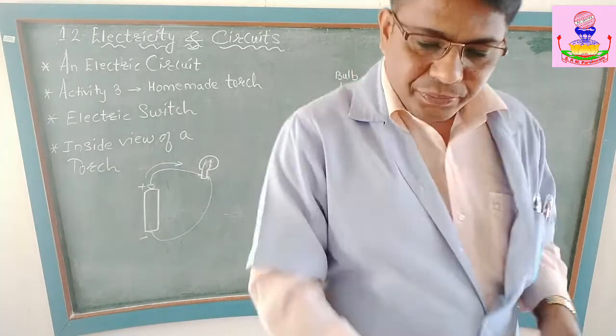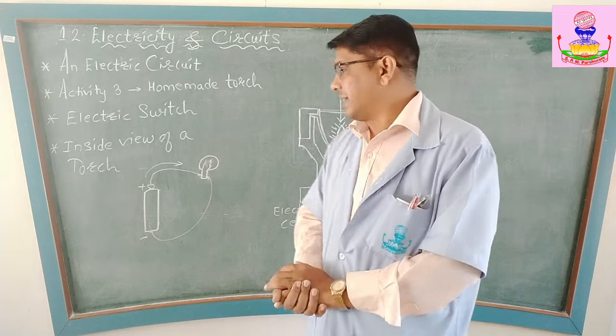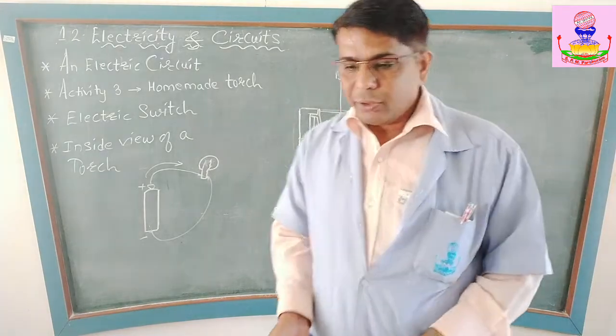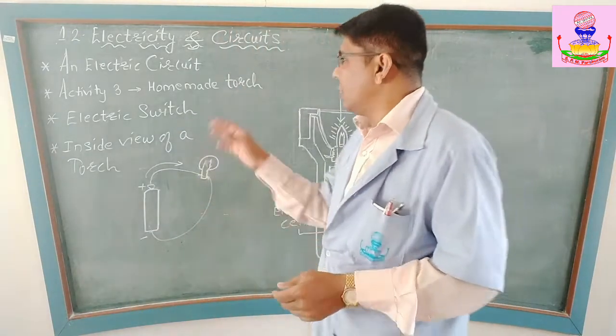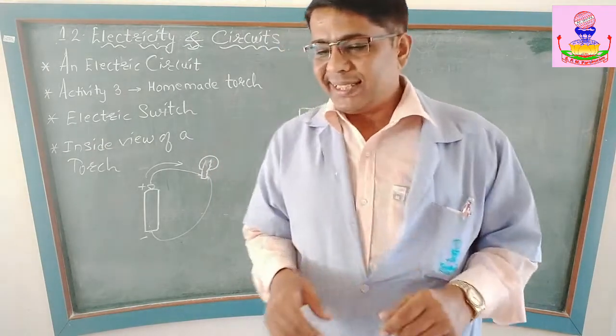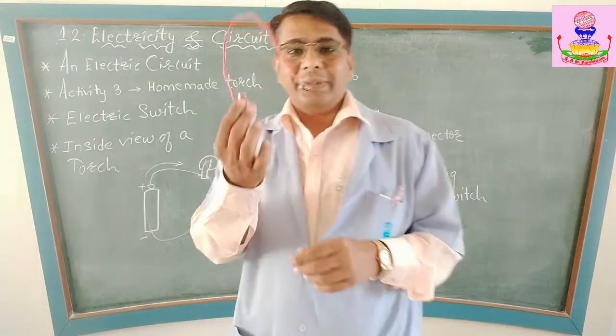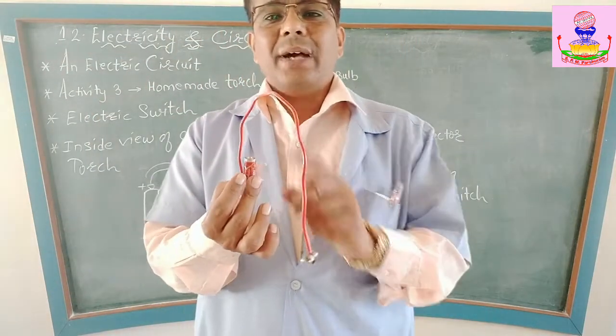Okay. Now, activity three. There is one activity. What you have to do? Homemade torch. We are going to prepare a homemade torch. You do it. Buy one pencil cell from the market. I have prepared one here. Buy one cell from the market.